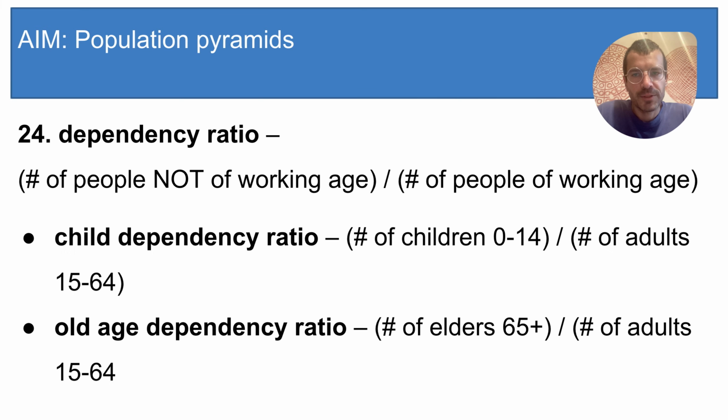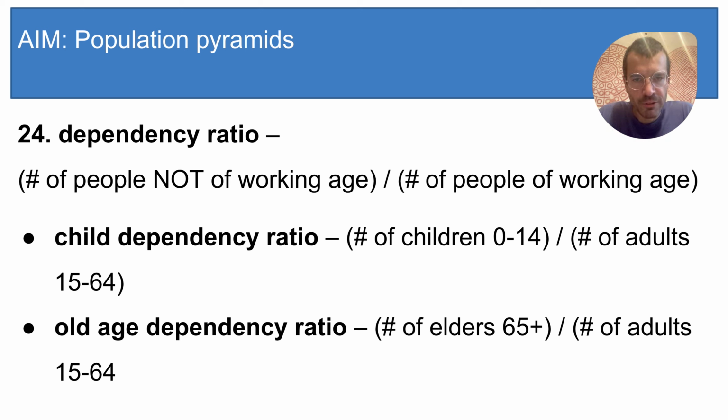There are two types of dependency ratios, the child dependency ratio and the elder dependency ratio, or old age. The child dependency ratio is the number of children under the age of 15 divided by the number of people of working age, 15 to 64. And the old age dependency ratio is the number of people who are 65 or older divided by the number of people of working age, 15 to 64.